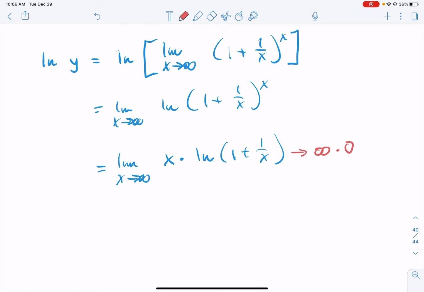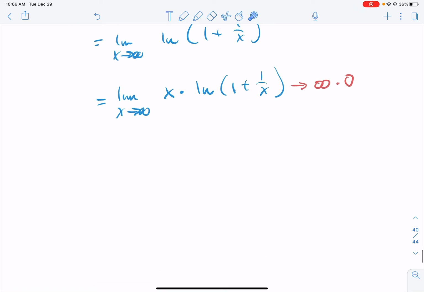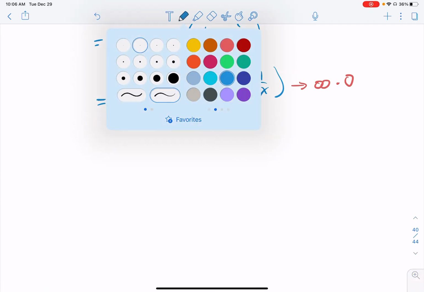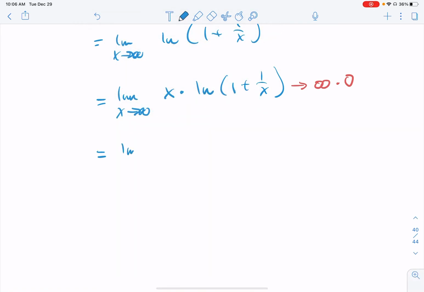And now that's our indeterminate product. And I fix an indeterminate product by turning it into a quotient. I need to put one of these functions down in the bottom. Do I want to put the x down in the bottom, or do I want to put this ugly thing in the bottom? Of course, I want to put the x down here in the bottom. So I'm going to rewrite this as the limit as x goes to infinity, the natural log of 1 plus 1 over x, over 1 over x.